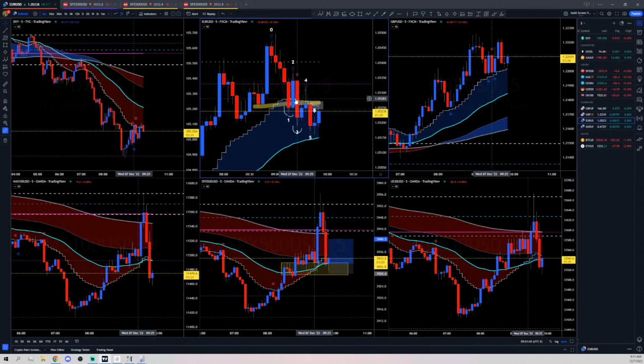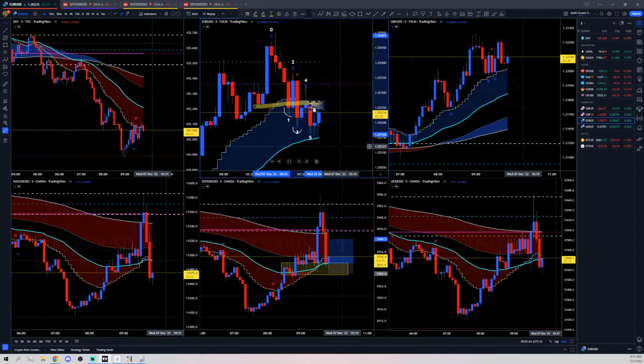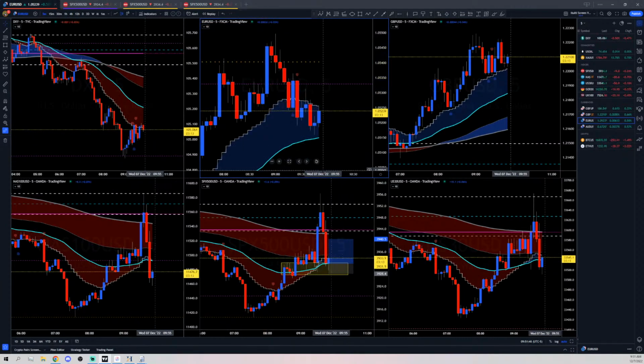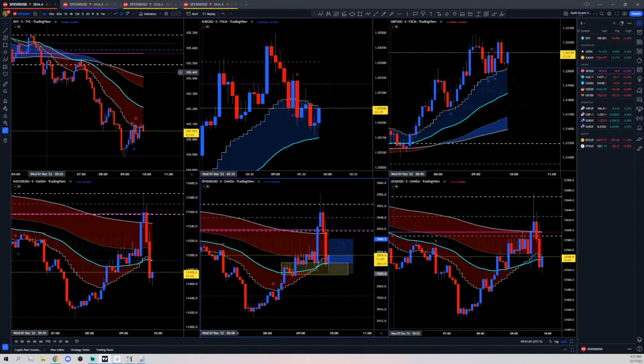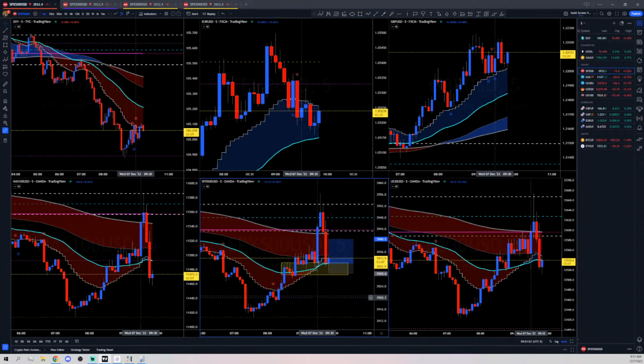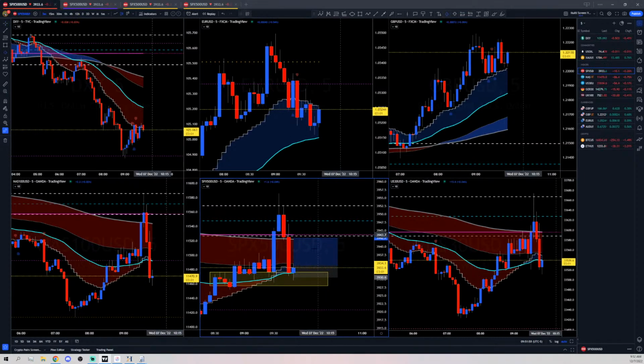Market structure broken down. All right, let me take this off of you. That's how you break down something on EU though. I'm curious to see if SPX is going to give a valid BOC. This is our rejection counter right here.